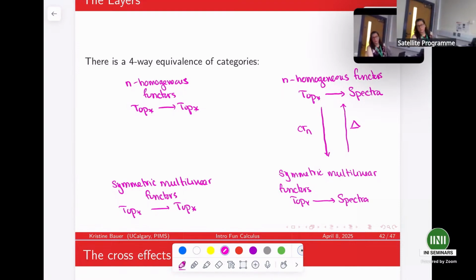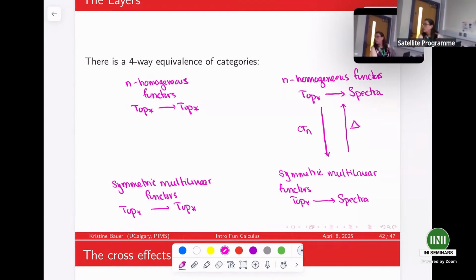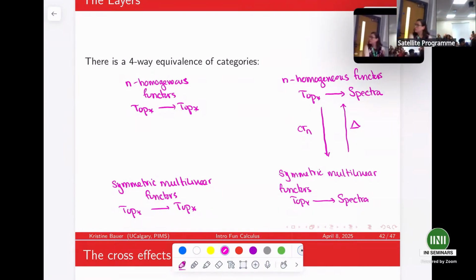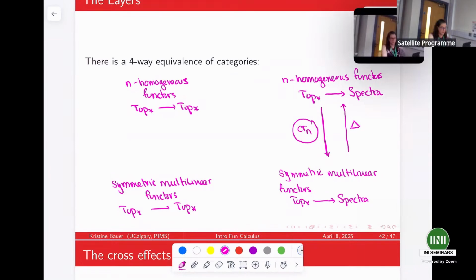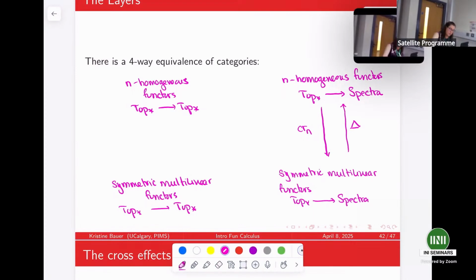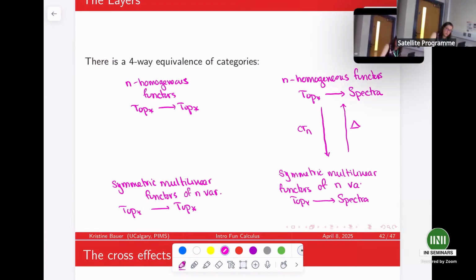Over Y, top. Symmetric multilinear functor, several variables, no? Symmetric multilinear, yeah. So I'm doing this all with some fixed n in mind. That n was reflected in the cross effects. You're right that what I'm doing here is a multilinear functor of n variables on both sides. Yeah, I didn't say it, but you're right.